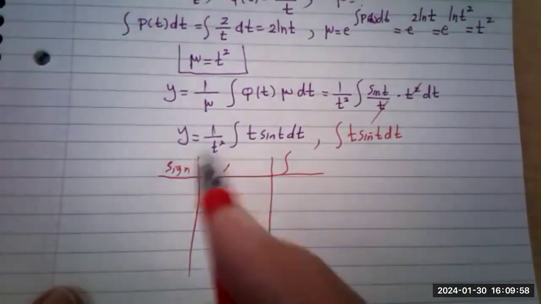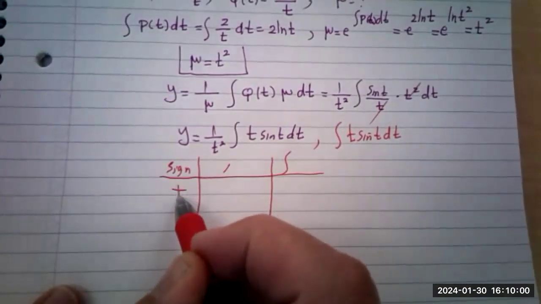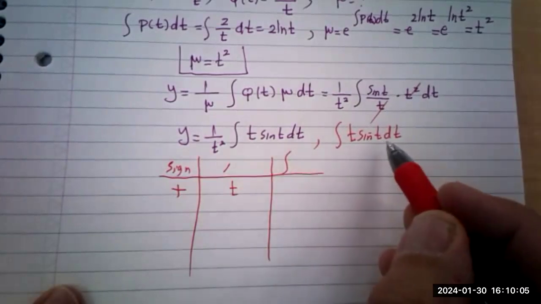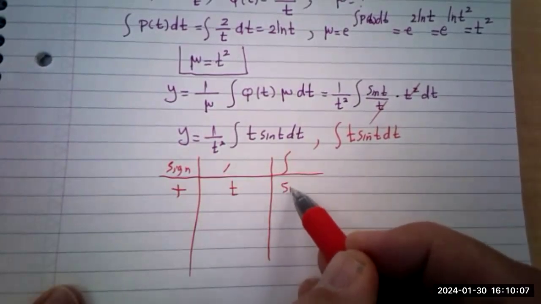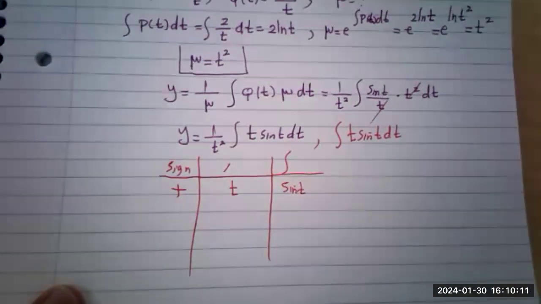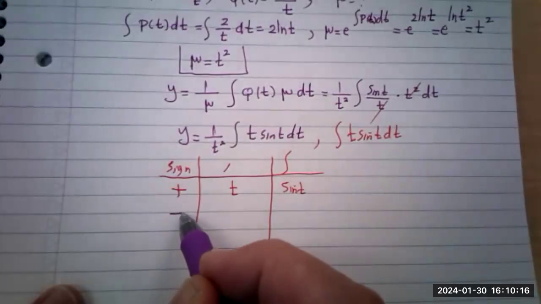So the sign starts with the positive sign. Take u to be t, dv if you like, the other part is going to be sine t. You continue on: the first part, differentiate; the second part, integrate to get the 0 here. So that's a positive, then the next one is going to be negative.